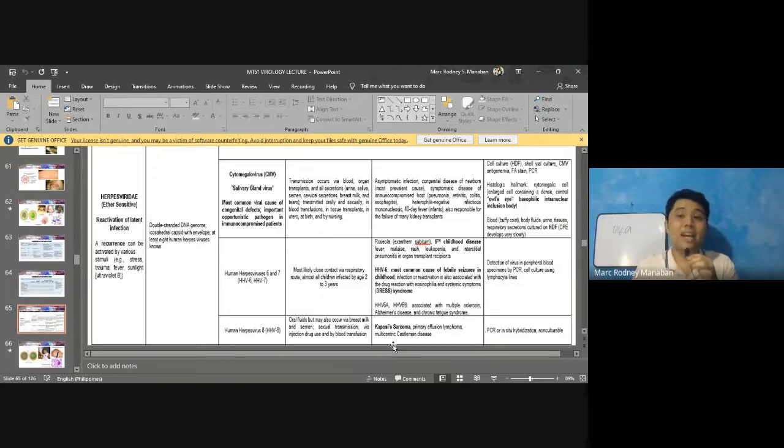Alright, okay. So again, this is the third na virus ang kakoso cancer. Number one is HBV. Number two is EBV. Number three, your HHV-8 or KSHV. Kaposi sarcoma associated herpes virus.